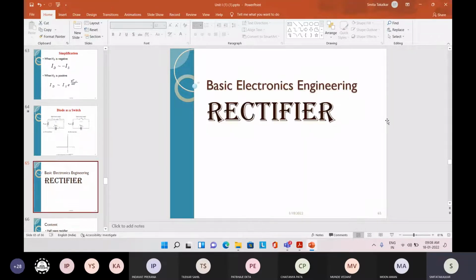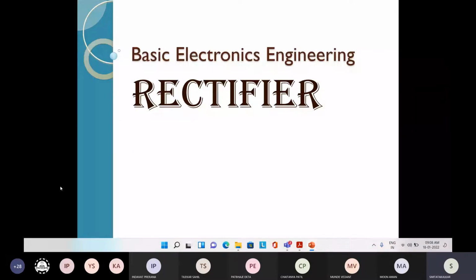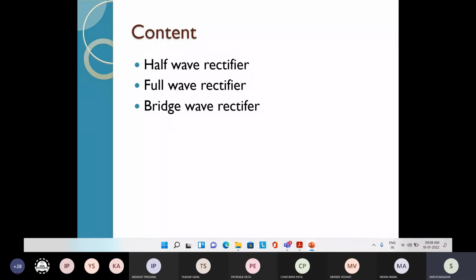Okay, today's session is the rectifier. It's from basic electronics. Today's agenda covers the half wave rectifier, full wave rectifier and bridge rectifier. Before starting, let's look at the block diagram of a rectifier.